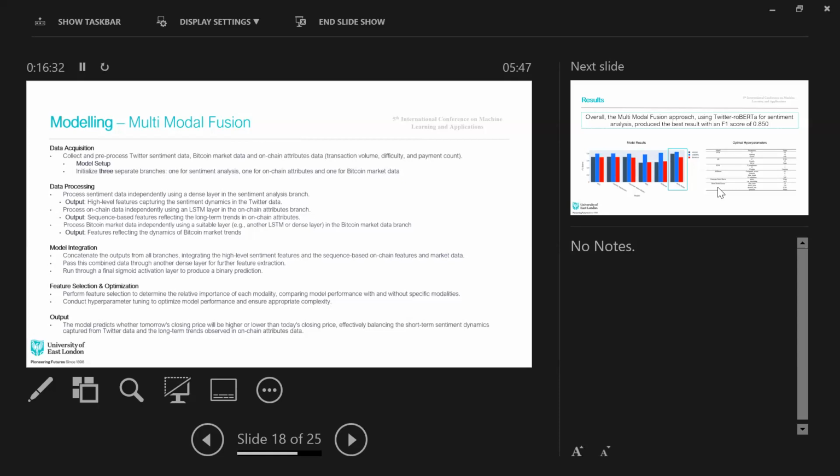The last step being the feature selection and the optimization. So we performed feature selection that determined the relative importance for each modality, compared the model performances with and without specific modalities, and then conducted hyperparameter tuning to optimize the models and get those optimal parameters as well, and ensure the appropriate complexity. And then again, the model finally outputs the prediction or the classification as to whether tomorrow's closing price is higher or lower than today's closing price.